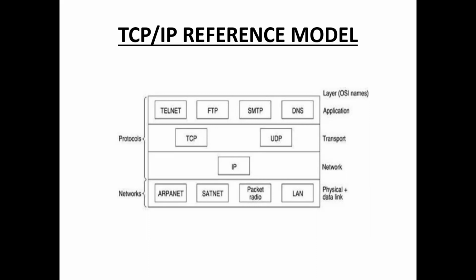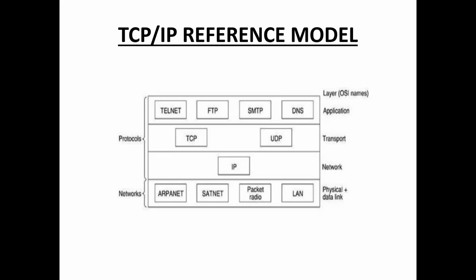Next, last one, application layer. This application layer is the topmost layer in the TCP/IP model. This layer is responsible for handling high-level protocols, and it allows the user to interact with the applications.